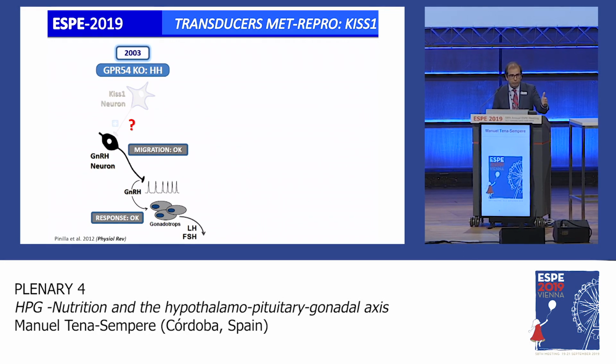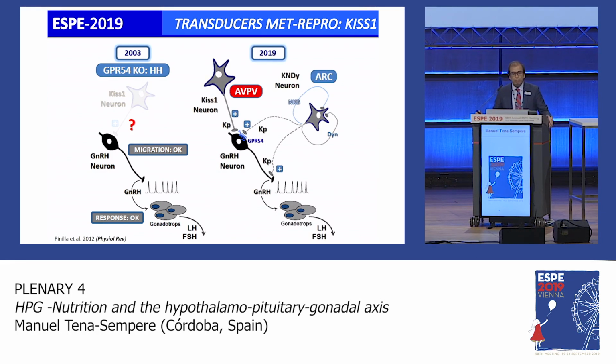contributions, especially from Nicolas Roux here in the audience and other groups in the UK and US, somehow put the KISS1 system into the reproductive scene by showing that, in fact, inactivating mutations in the receptor for kisspeptin, GPR54, cause central hypogonadism, so a failure of the reproductive axis to become activated at puberty and fully functional later in life.